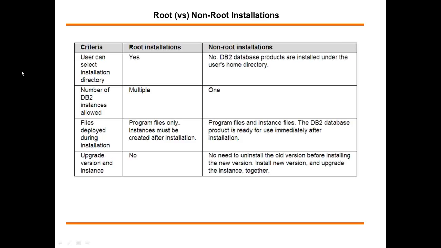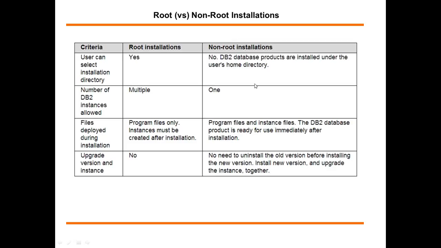All right. So coming back, we are looking at what happens when I run the db2_install command with root, and what happens if I run it with non-root. When I do it with root, I have an option to select the installation directory. I don't have that when I do it with non-root. The number of db2 instances allowed is multiple, but I can only create one instance, with my instance owner name. What files are deployed during installation? Only program files, which it stores in /opt/ibm/db2/version10.5. But we have to explicitly create the instance using the db2icrt command.